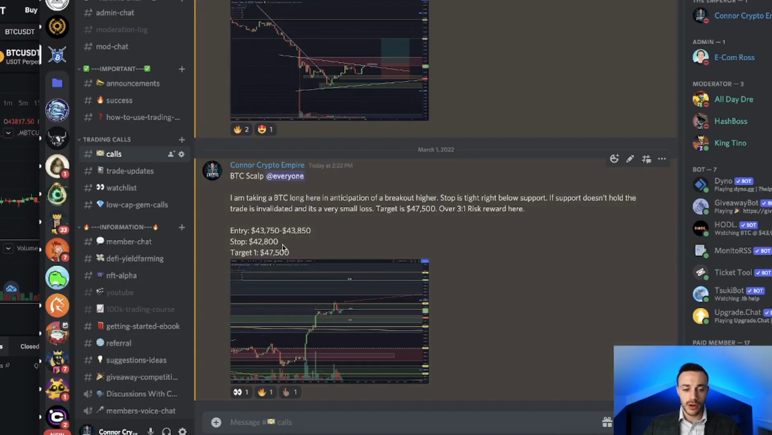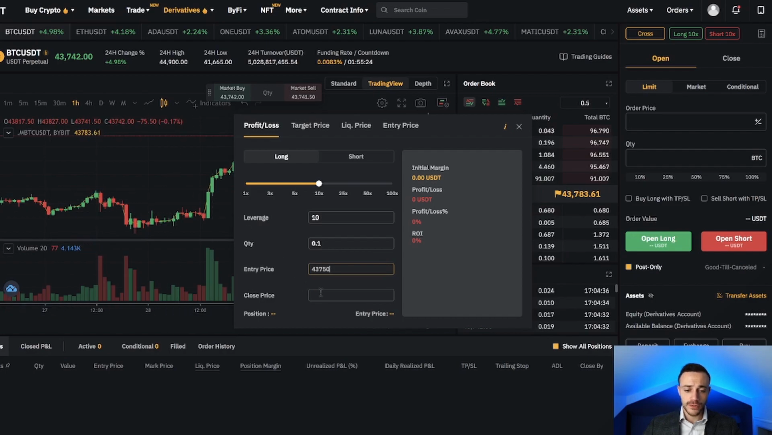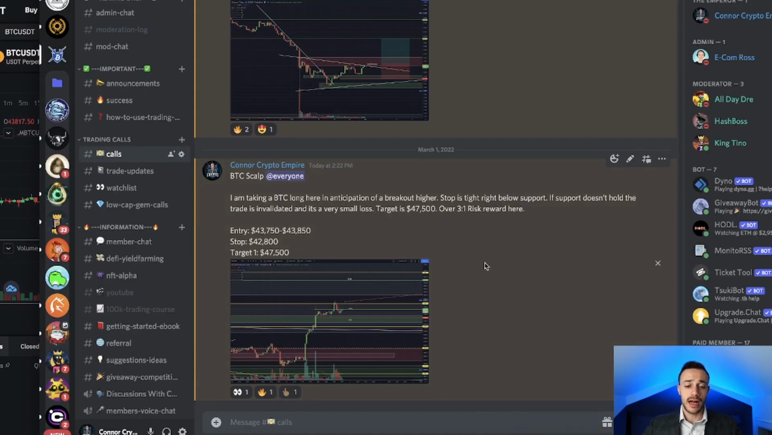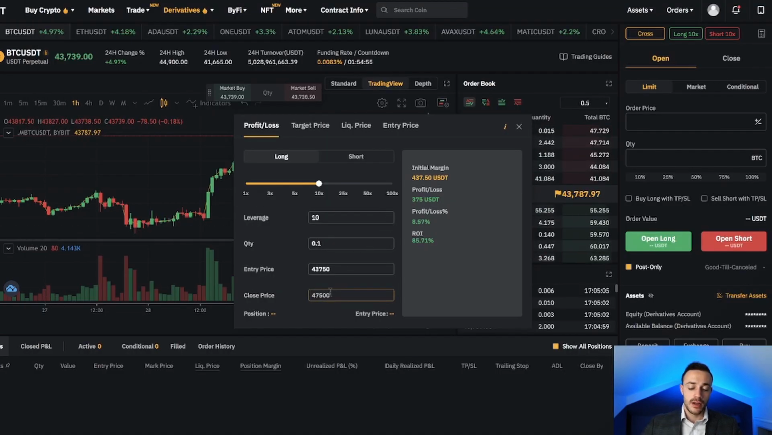Anyway, the target here was 47,500. Just for example's sake, I already am out of the trade, by the way, but if it was 47,500 and we entered at $43,750, you can see that I would make $375 on this trade, right, with an initial margin of $437.50. That's the margin that is needed to actually go ahead and place the order. All right, so that's a profit of $375, and if I were to get my stop loss hit at 42,800, well, we can just put that in here, 42,800, and you can see that I would lose $95.